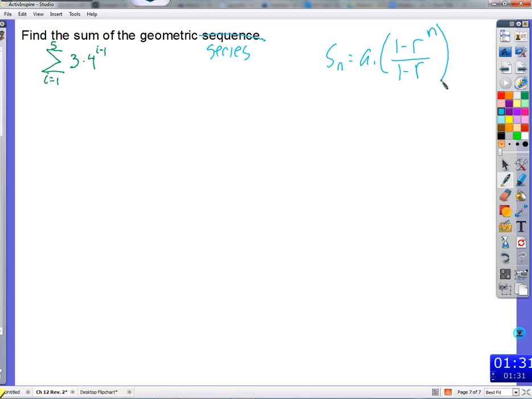Do we know a sub 1? S sub 5, r is what? Or a sub 1, I said. Right? A sub 1 is 3. We plug 1 in for i. 4 minus 1 is 0. 4 to the 0 is 1. 3 times 1 is 3. What's r? It's 4. So this is the thing we're multiplying by. 4. Okay, 4 to the what?